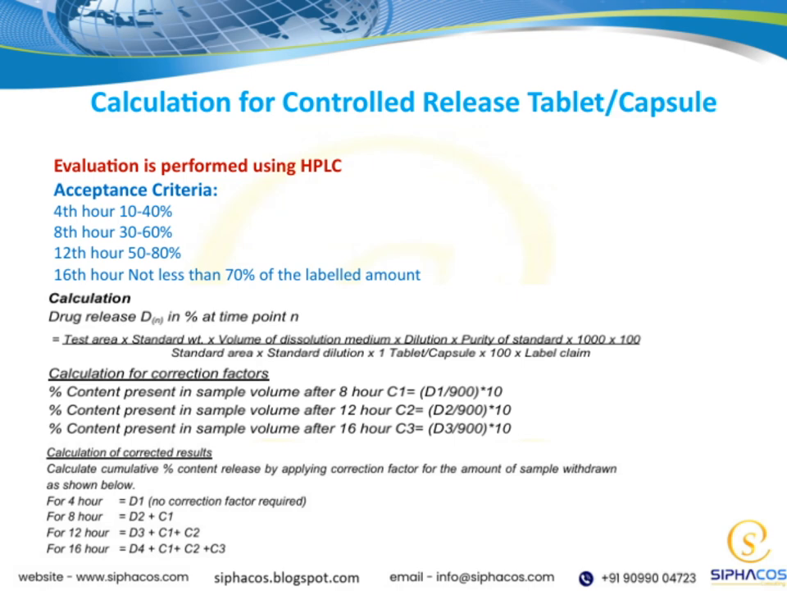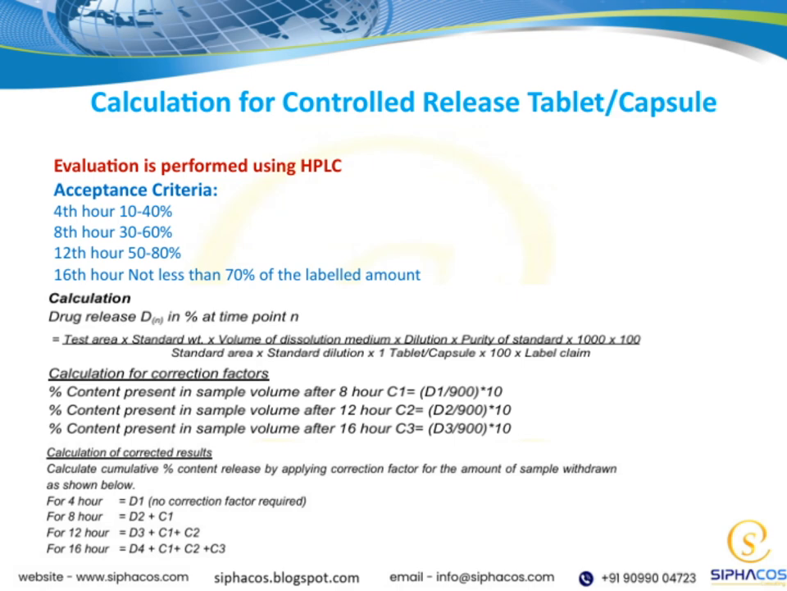The acceptance criteria are set to ensure our formulation releases the drug in a predictable and safe manner. At the 4-hour mark, we expect between 10 and 40% of the drug to be released. Moving to the 8-hour point, the release should be between 30 and 60%. By 12 hours, we aim for 50 to 80% release. And finally, at 16 hours, the release should be no less than 70% of the labeled amount.